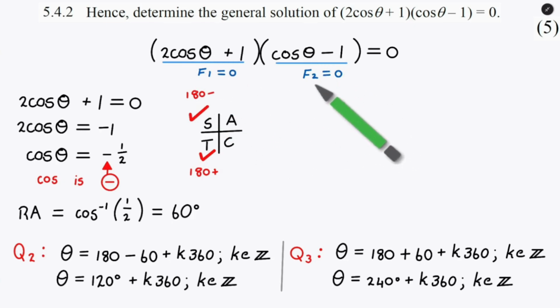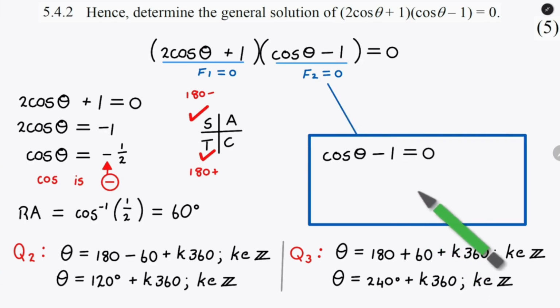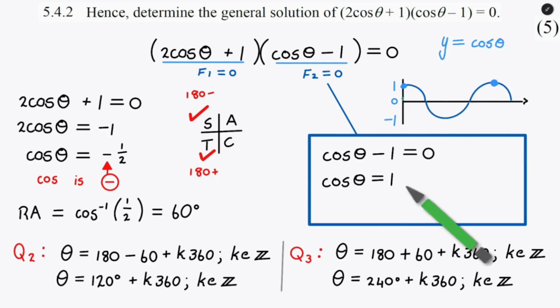Now we've got to do that same process for factor 2. So we're going to start off by making it equal 0. We're going to take that -1 over, and it becomes +1. Now with general solutions like this, I can actually think of my cos graph to get the answer. If I have a look at my cos graph, I want to know where my cos graph has a y value of 1. So it has a y value of 1 there, and the theta value is 0.